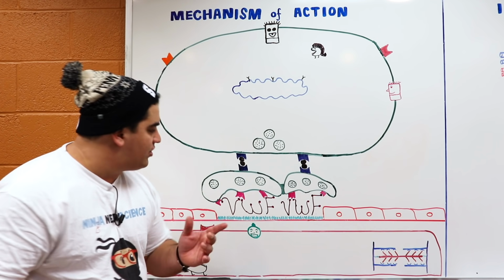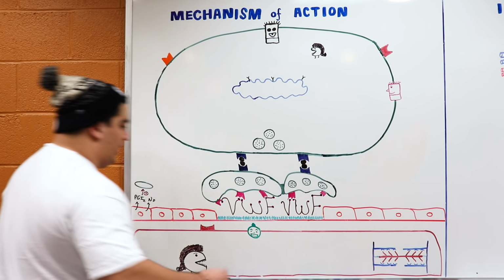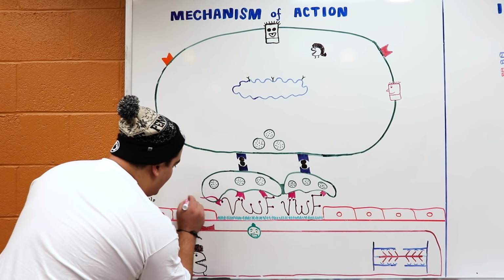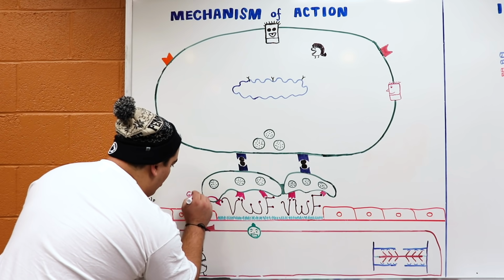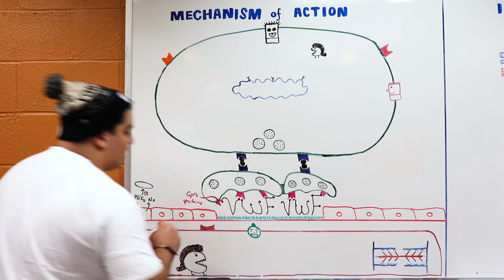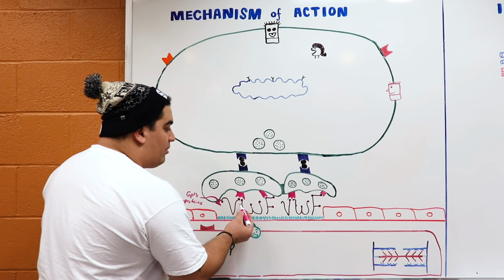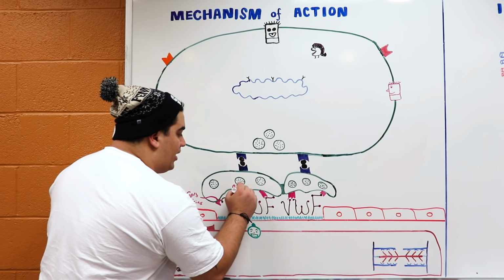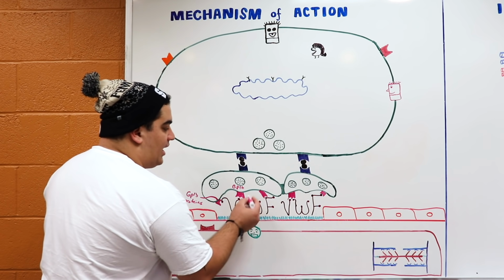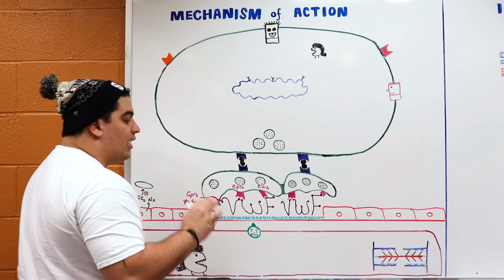You know what that little sucker's called? The little pink guy? That is called GP Ib. So these little pink proteins here are called GP Ib proteins, okay? And what these allow for is this connection between the von Willebrand factor and the platelet. So that's really important. GP Ib is the connection between the von Willebrand factor and the platelet.